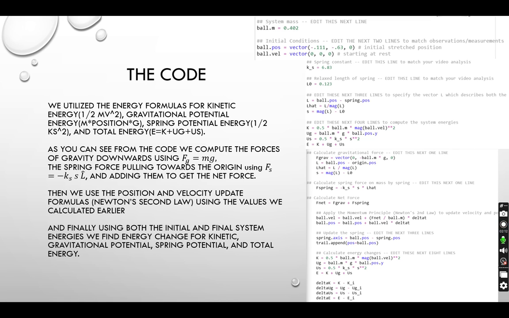Then we use the position and velocity update formulas, Newton's second law, using the values we calculated earlier. And finally, using both the initial and final system energies, we find energy change for gravitational potential, spring potential, and total energy. And the initial values I use for the code are shown up here, and everything else there.